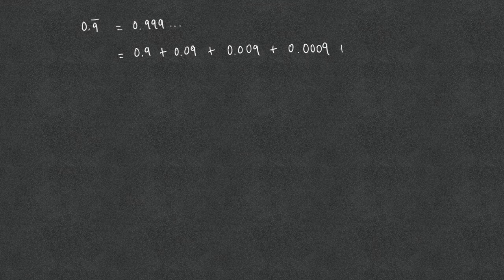The non-terminating decimal 0.9 bar is 0.999... with infinitely many nines. This is 0.9 plus 0.09 plus 0.009 plus 0.0009 plus, and so on. But 0.9 is 9 over 10, 0.09 is 9 over 100, 0.009 is 9 over 1000, then 9 over 10,000, and so on.